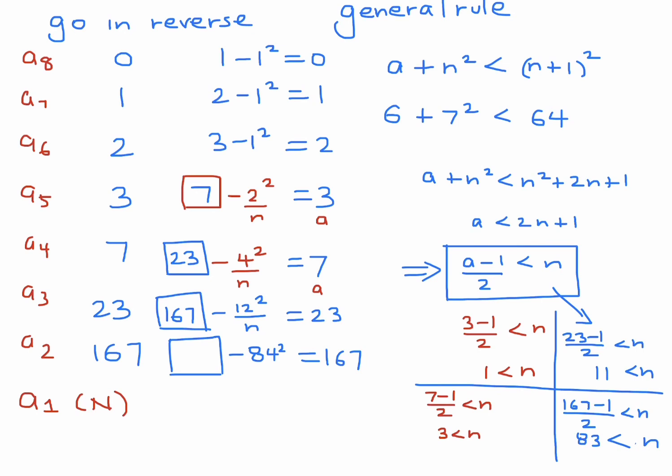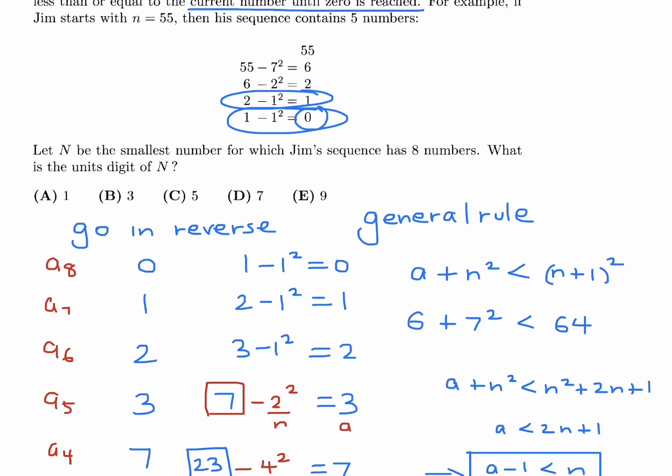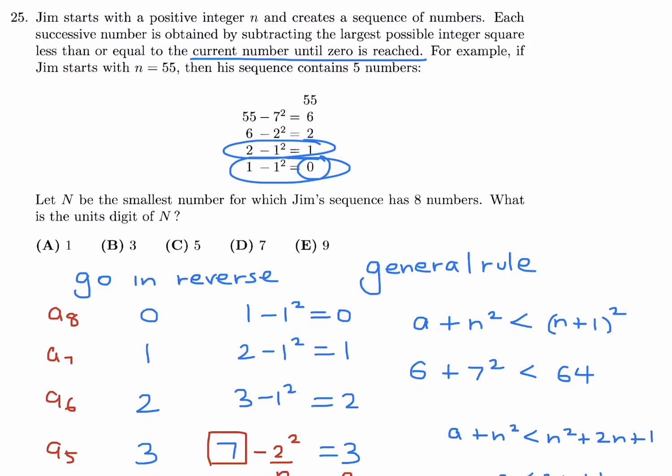So this number, subtract 84 squared, is equal to 167. And that number, if you do the math, is 7223. So that is my A1. That's the number that I start with. And they want you to figure out the units digit of this number, and the units digit is 3. So number 25, the answer is B.